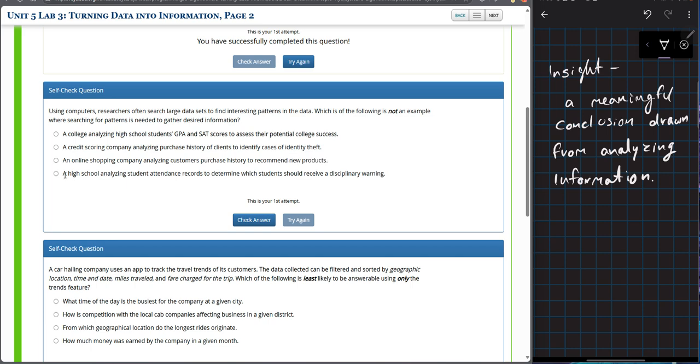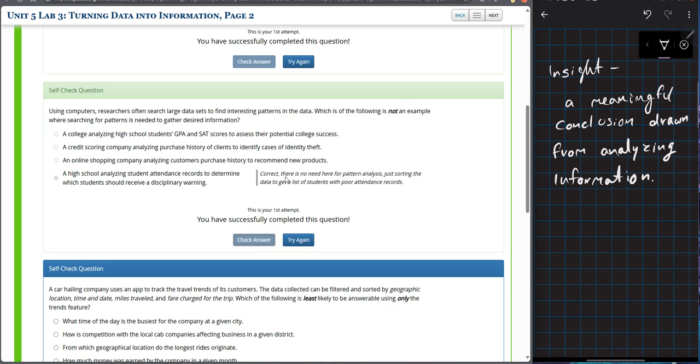And then a high school student analyzing attendance records to determine which student should receive a disciplinary warning. This is tricky. I would go for this one. It's probably wrong. Let's see. Because it depends what disciplinary means, right? Because attendance wouldn't require disciplinary action. It would be more just like correcting. I would go for this question. It's either this one. I think it's just this one. Check answer. Yeah. So there's no need for pattern analysis, just sorting the data to get the list of students with poor attendance records. So you don't need a pattern.